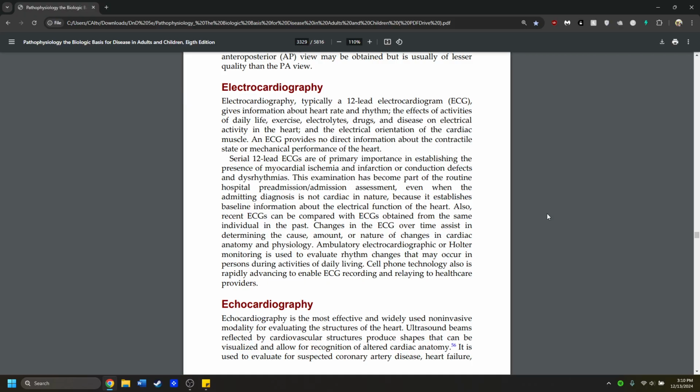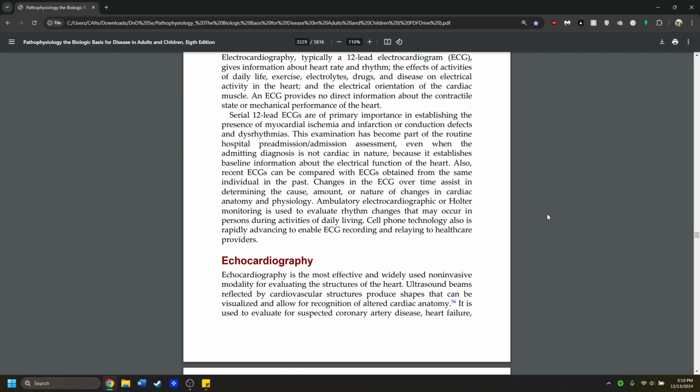Ambulatory electrocardiographic or Holter monitors are used to evaluate rhythm changes that may occur during the person's activities of daily living. Cell phone technology also is rapidly advancing to enable EKG recording and relaying that to healthcare providers.